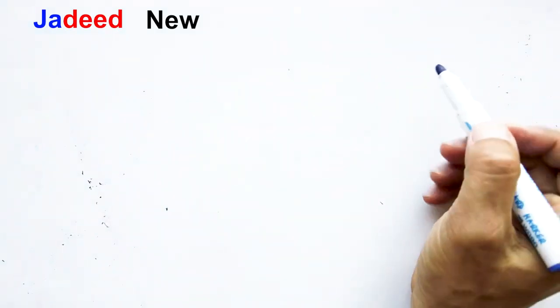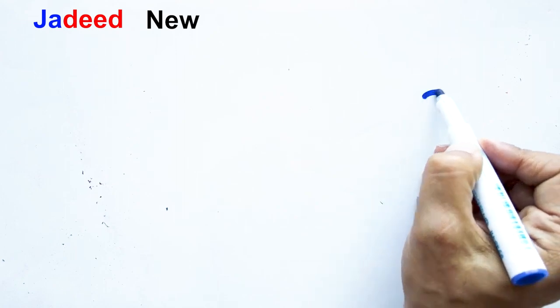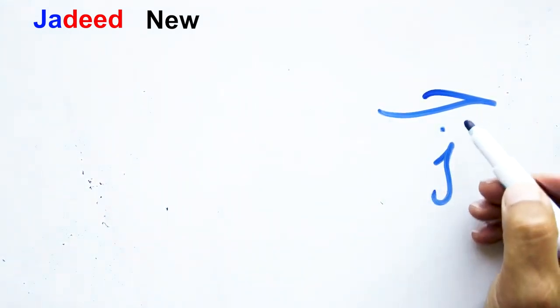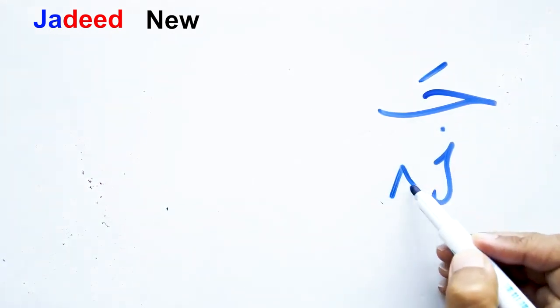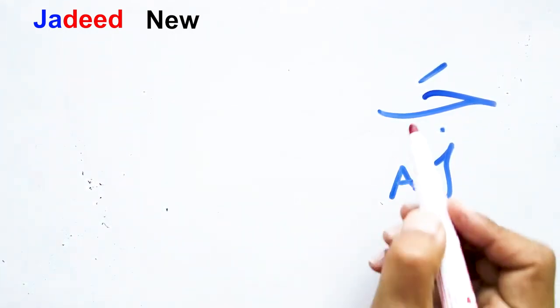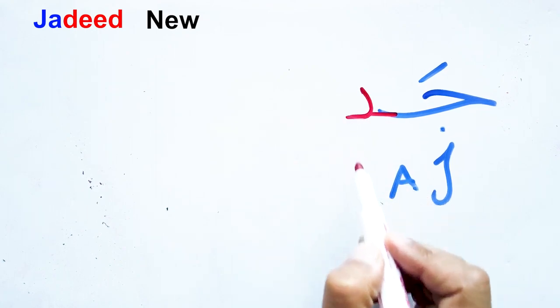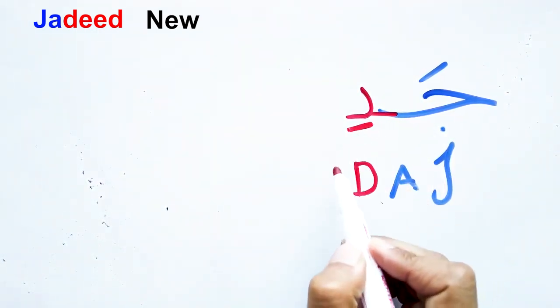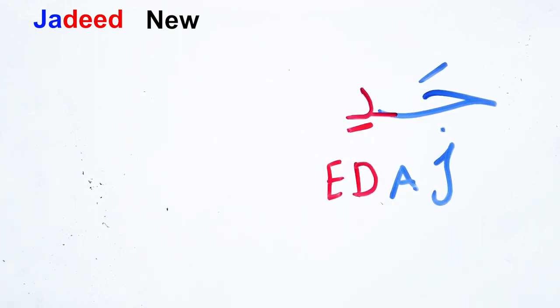Let's go faster. جديد. The sound of J, j j j. The sound of A. The sound of D. The sound of E, this mark.